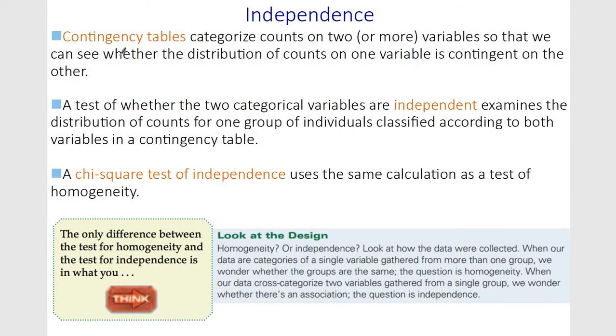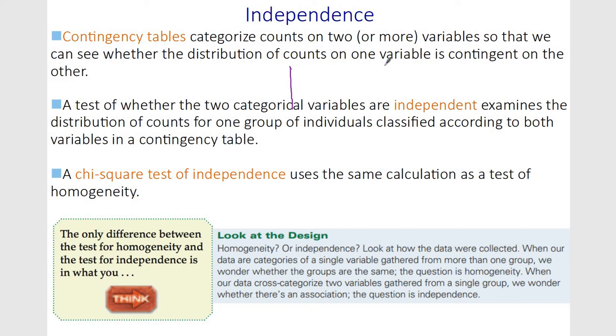All right, your contingency tables. For a chi-squared test for independence, you have contingency tables so we can see whether the distribution of counts on one variable is contingent on the other.